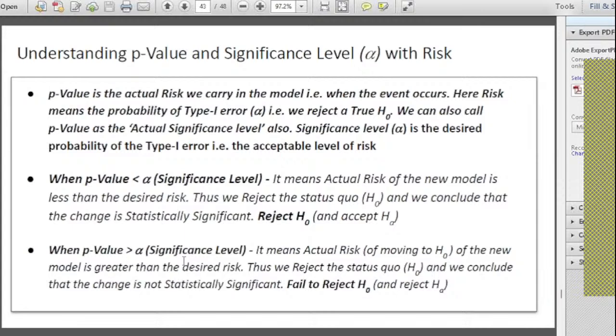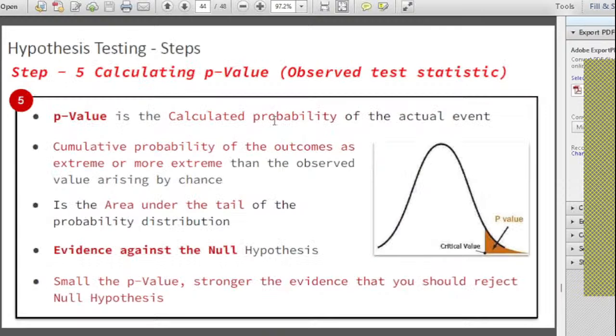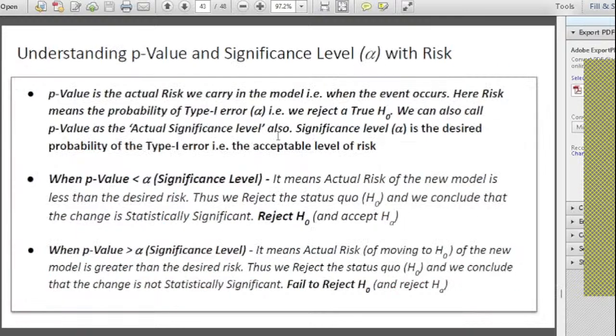Right? So let's understand p value along with significance level and see how we take the decision. Now, p value is the actual risk we carry in the model. That is why I mentioned here, it is the calculated probability of the actual event, meaning it is the calculated probability of the risk, 3%. Remember, I told you it is the actual. Suppose the sample indicated that the actual error rate is 3%. So it is the actual risk or the error rate that we carry in the model when the event occurs. That is called p value.